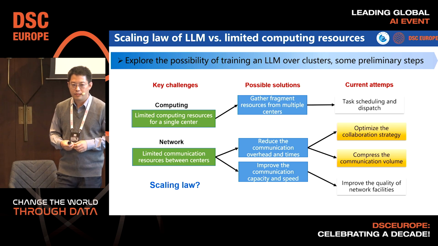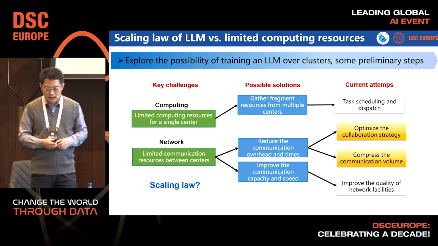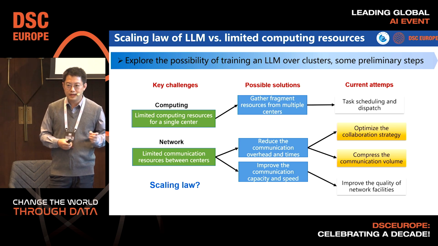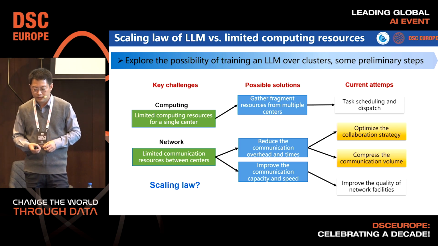And we have tried several preliminary methods, the yellow ones. So this is a very simple step, I think. Our solution is to try to reduce the combination overhead and the times. So I think through this kind of attempt, we can increase the input-output ratio of combining two clusters compared with computing using one cluster.